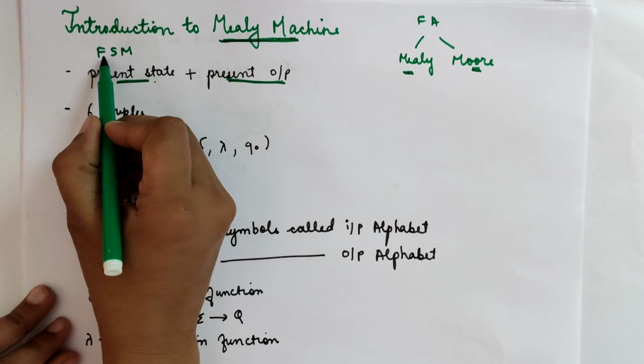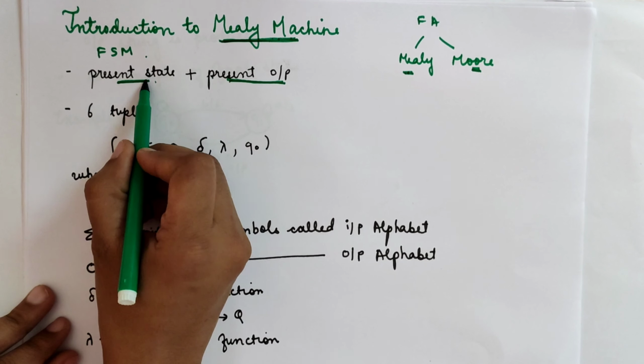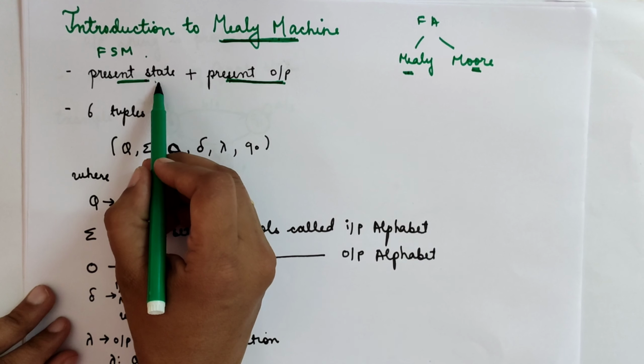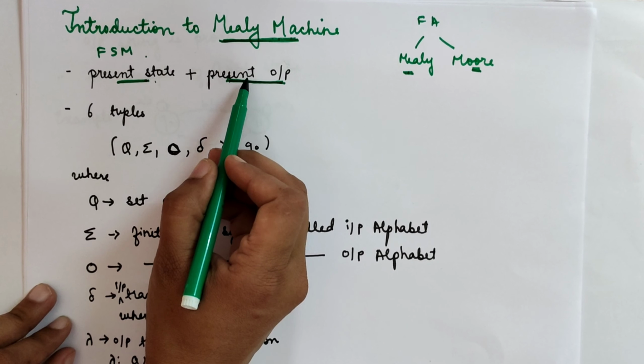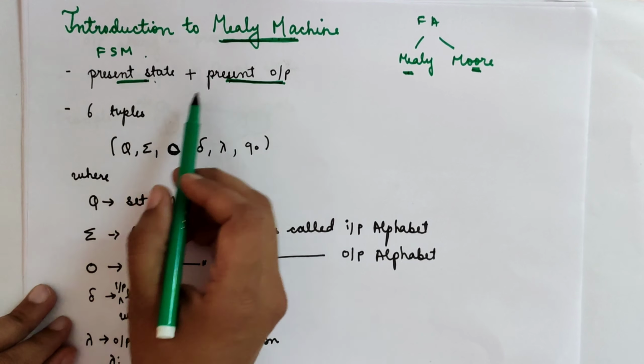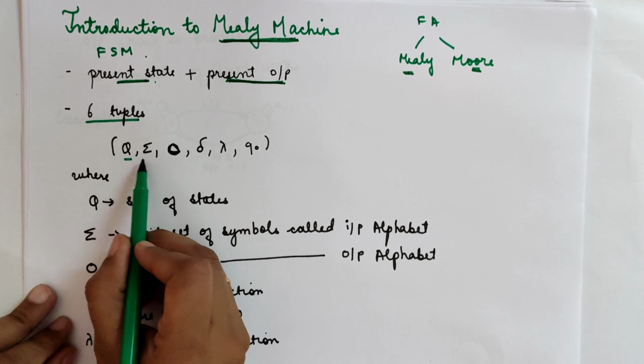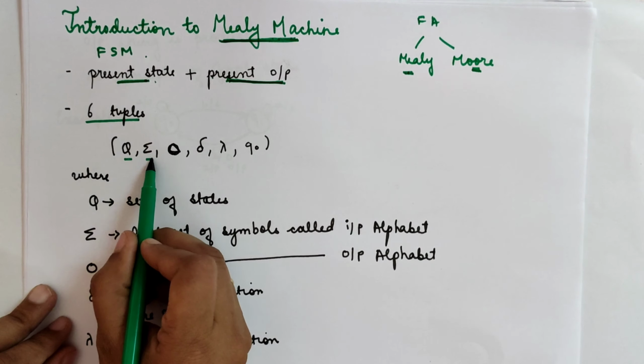It is a finite state machine whose output depends upon the present state as well as the present input. So both things are important, the present state as well as the present input. And a Mealy machine is described using 6 tuples. And what are these 6 tuples? Q, sigma, capital O, delta, lambda and Q0.